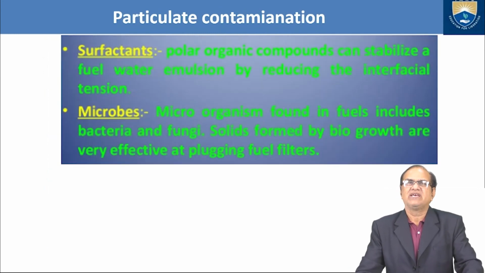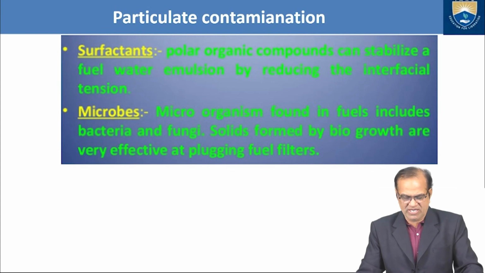Particulate contamination, we have the surface taint. Polar organic compounds can stabilize a fuel-water emulsion by reducing the interfacial tension. Then we have the microbes. Microorganisms found in fuel include bacteria and fungi. Solids formed by the biogrowth are very effective at plugging fuel filters.